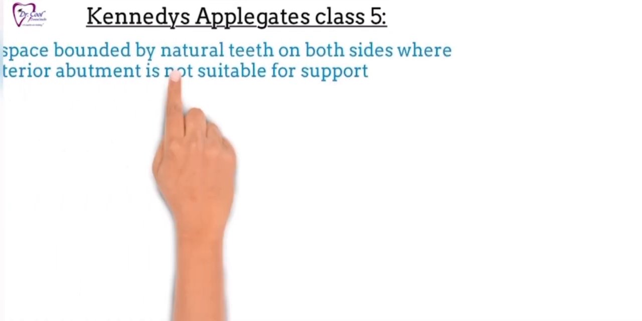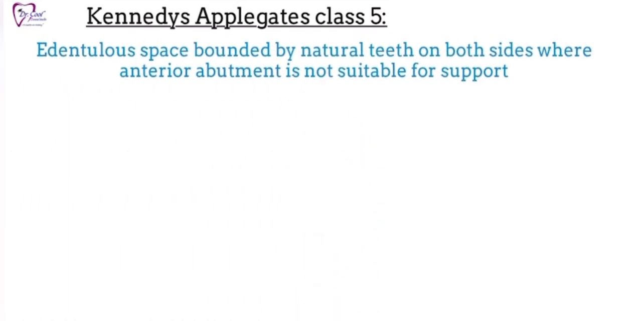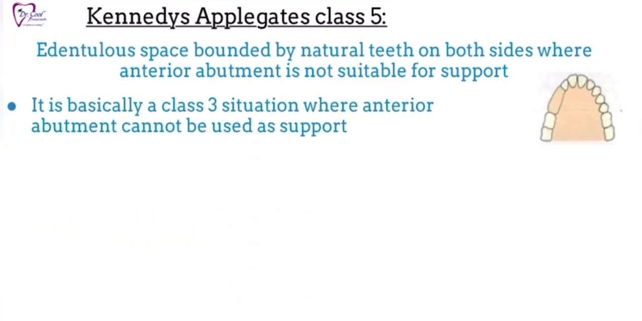There are 2 more additional classes, that is Kennedy's Applegate's class 5: edentulous space bounded by natural teeth on both sides where the anterior abutment is not suitable for support. In the diagram, you can see the missing space. It is basically a class 3 situation where the lateral incisor, the anterior abutment, cannot be used as support.